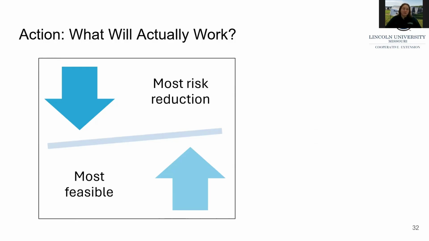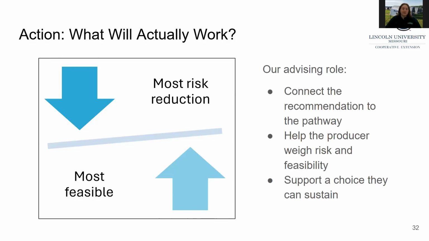At this point, our role as advisors is not to choose the perfect answer for the producer. It's to help them understand the risk and consider the options and think through what'll actually work in their operation. So we connect the recommendation to the pathway, and we help the producer weigh the potential risk reduction against what's realistic for their situation. And then we support them in choosing an approach that they can actually sustain. We're helping the producer make a good decision, not simply giving them an answer.